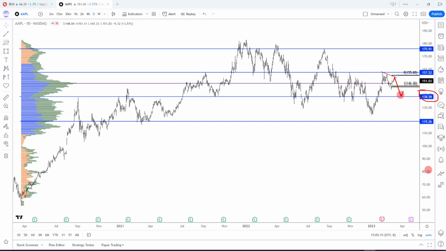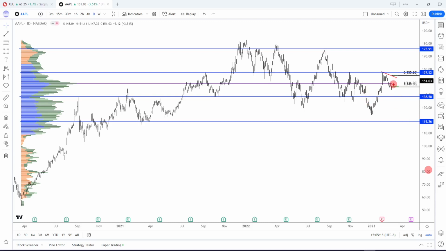And we are basically looking for the possibility of another bounce off of this 138.58. If it comes back down here and we see a bounce, then play a swing long back up to this 157.5. Now, if it comes down and is unable to get a bounce and breaks below it, then I'd be looking for a potential short setup, shorting Apple down to possibly this 119.26, and that would be somewhere at the lower edge of this balance area here. So that would be the short scenario.